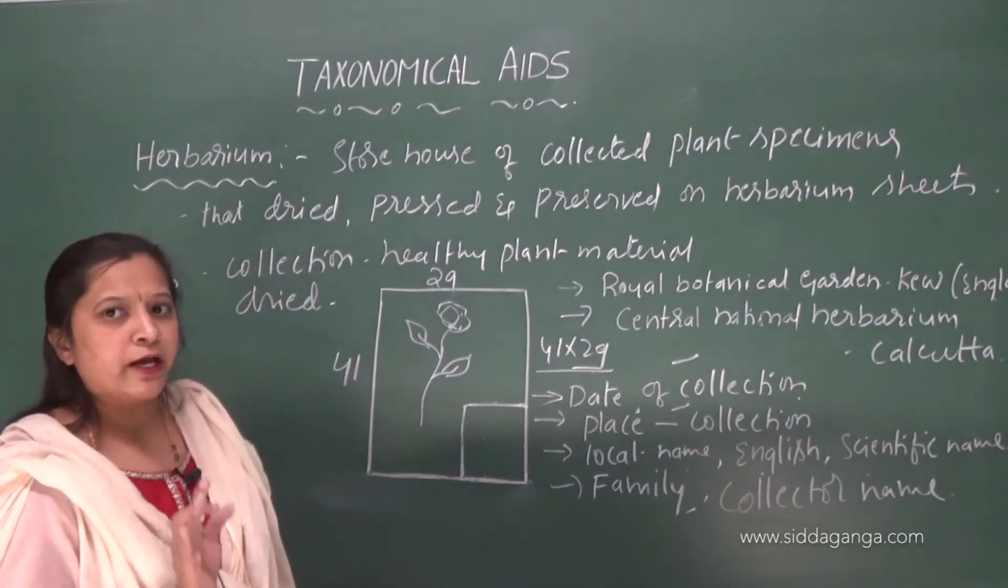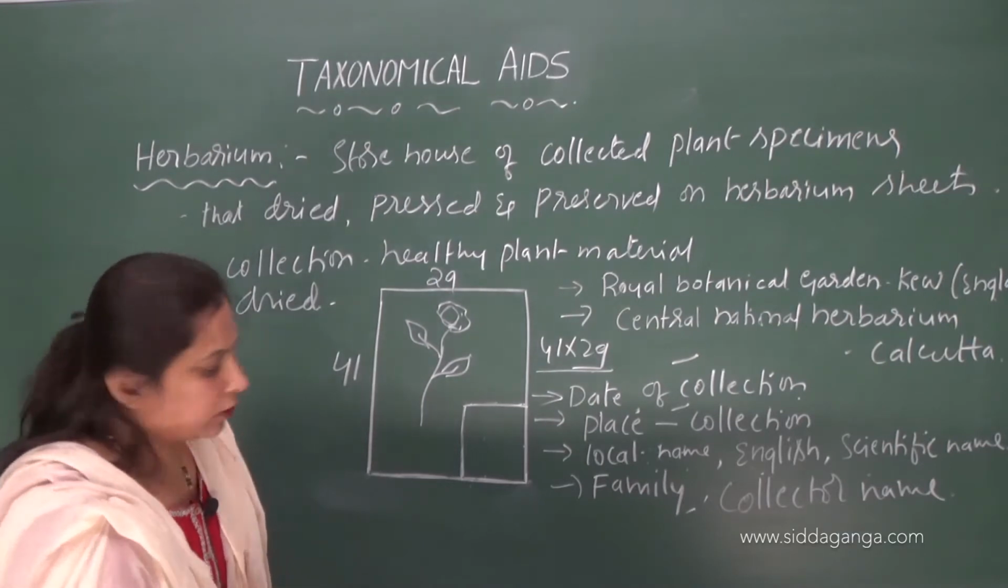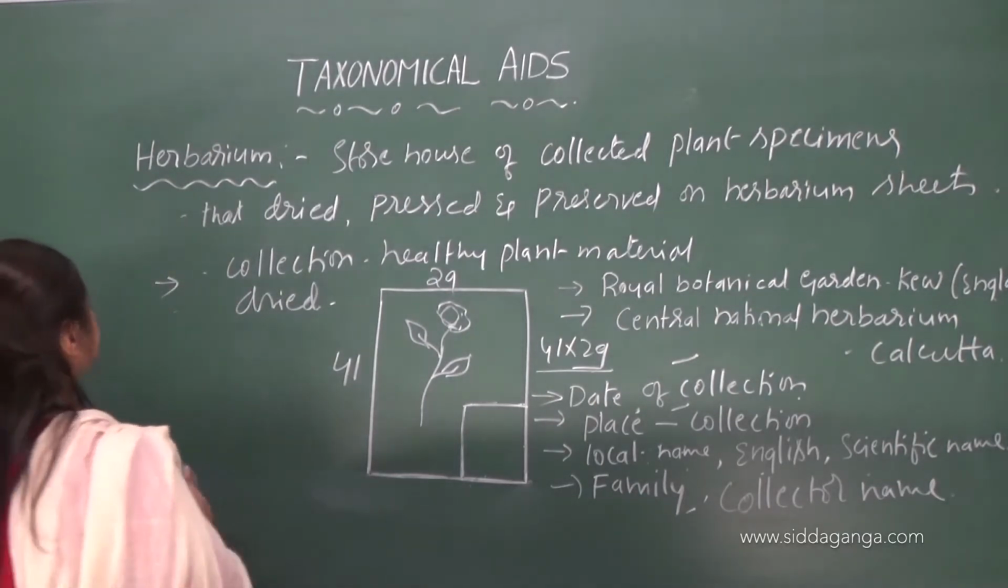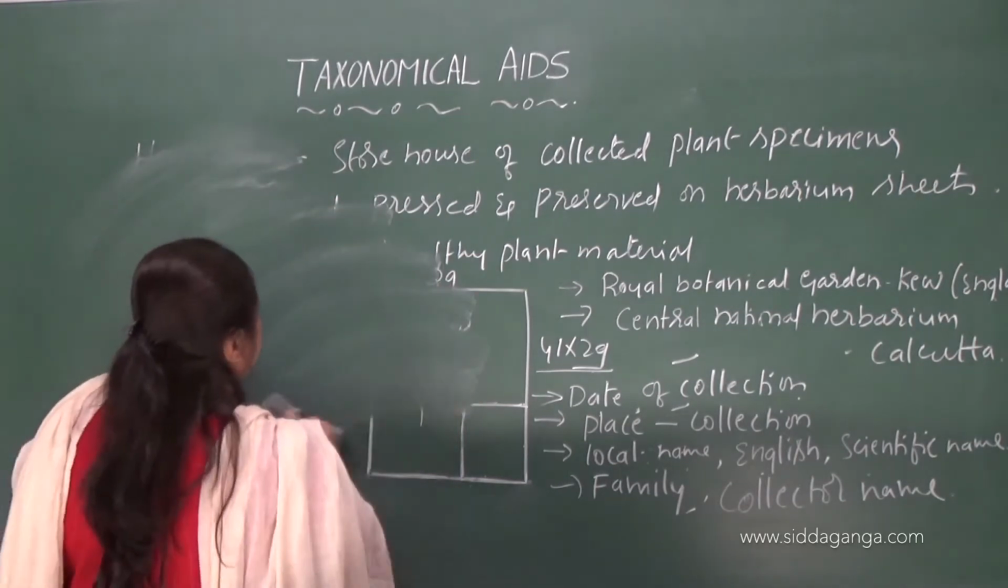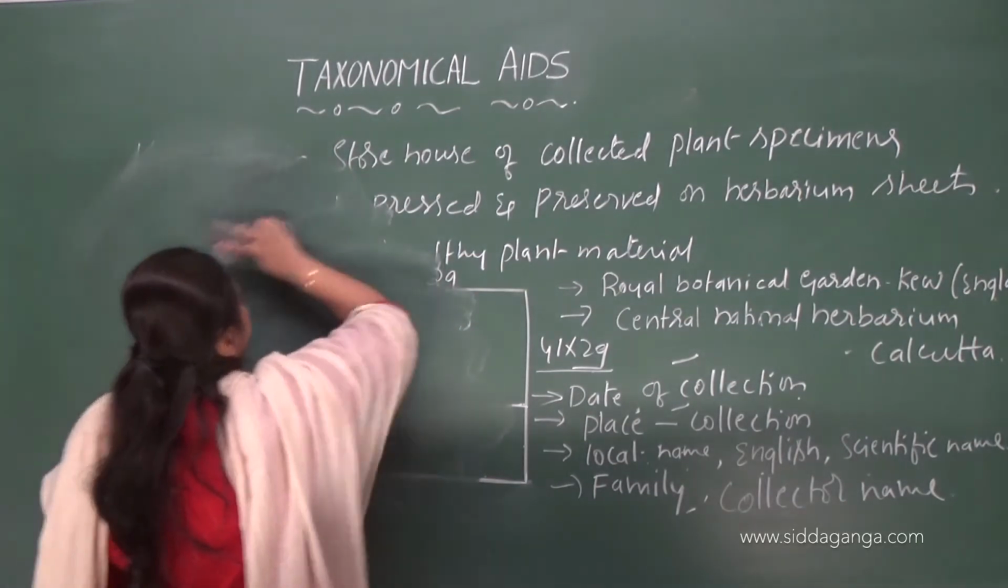So this is one of the taxonomical aids. And the next taxonomical aid is Botanical Gardens.